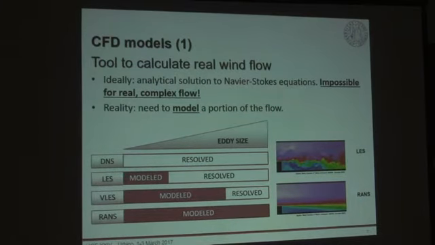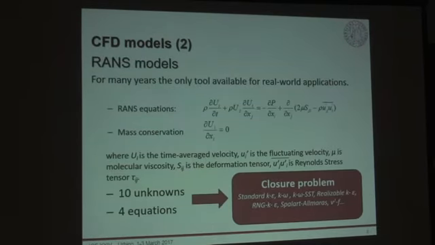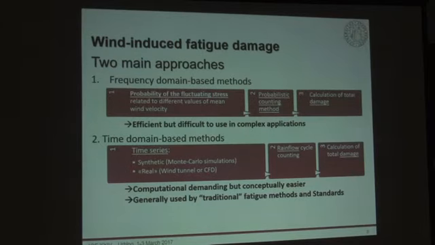But for many applications, RANS models, which are the easiest, have permitted calculating the wind for real-world applications with success. RANS models have the characteristic of having 10 unknowns and 4 equations. So many models have been proposed for this closure problem.